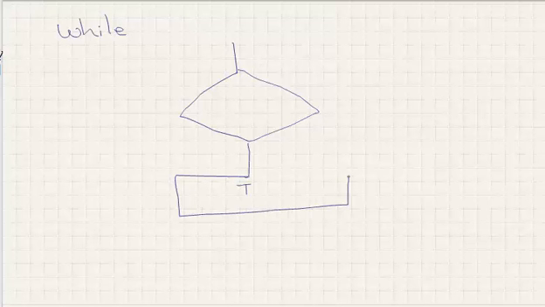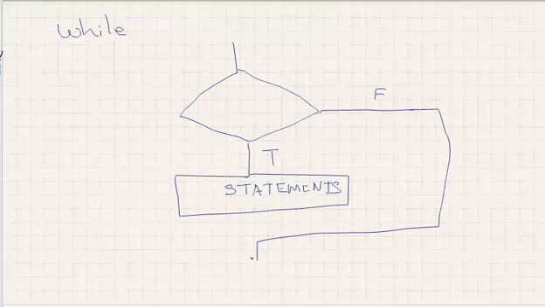In the while loop, we saw that the test is done. If it is true, we executed certain statements. If it is false, we exited the loop. This is the while loop. So in essence, we test first, then execute the statements.